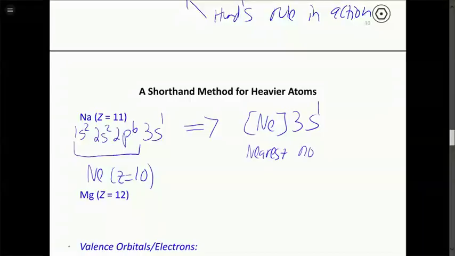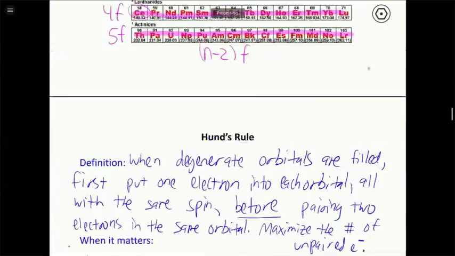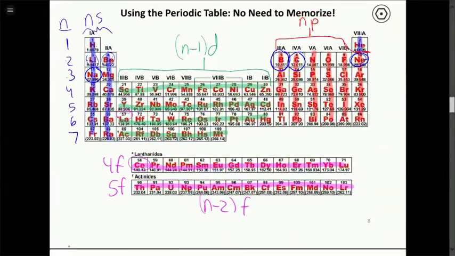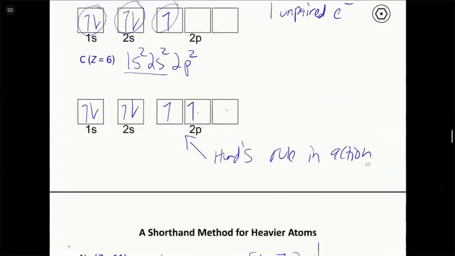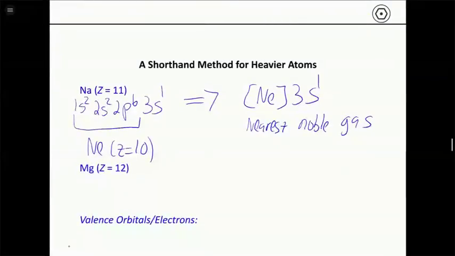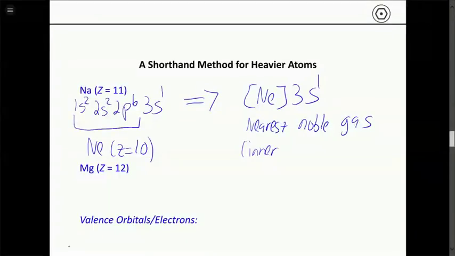So then what we call the nearest noble gas, we're going to define noble gases here in a second, but the noble gases are the elements that are in this p6 column of the periodic table, the last column of the p block. So we go to the nearest noble gas, we write that in brackets, and then we just add whatever electrons come after that as a shorthand method. So we write the nearest noble gas in brackets, which corresponds to those inner electrons, the ones that are completely filled, the subshells that are completely filled.